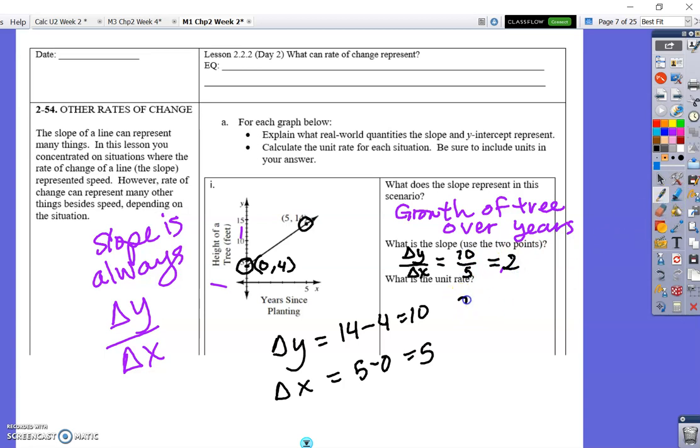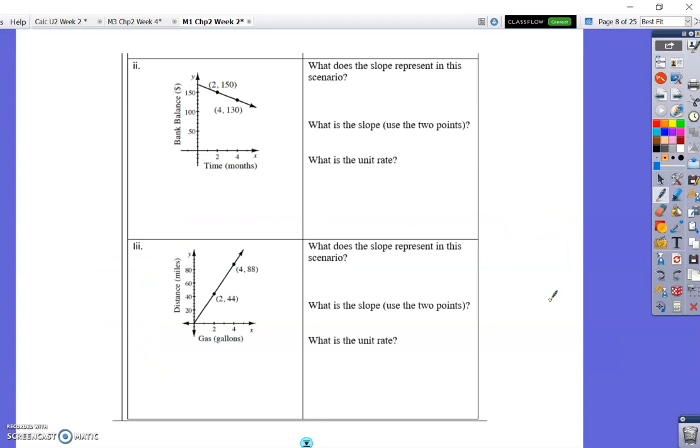And our unit rate is 2 units. We've got to put our units in feet. So see how there's feet over here? 2 feet per, and my x is years. So 2 feet per year. And that's my unit rate, and that's all we're trying to do. So again, you're going to try the other two on your own. Go ahead and pause the video, and I will be back with answers soon.